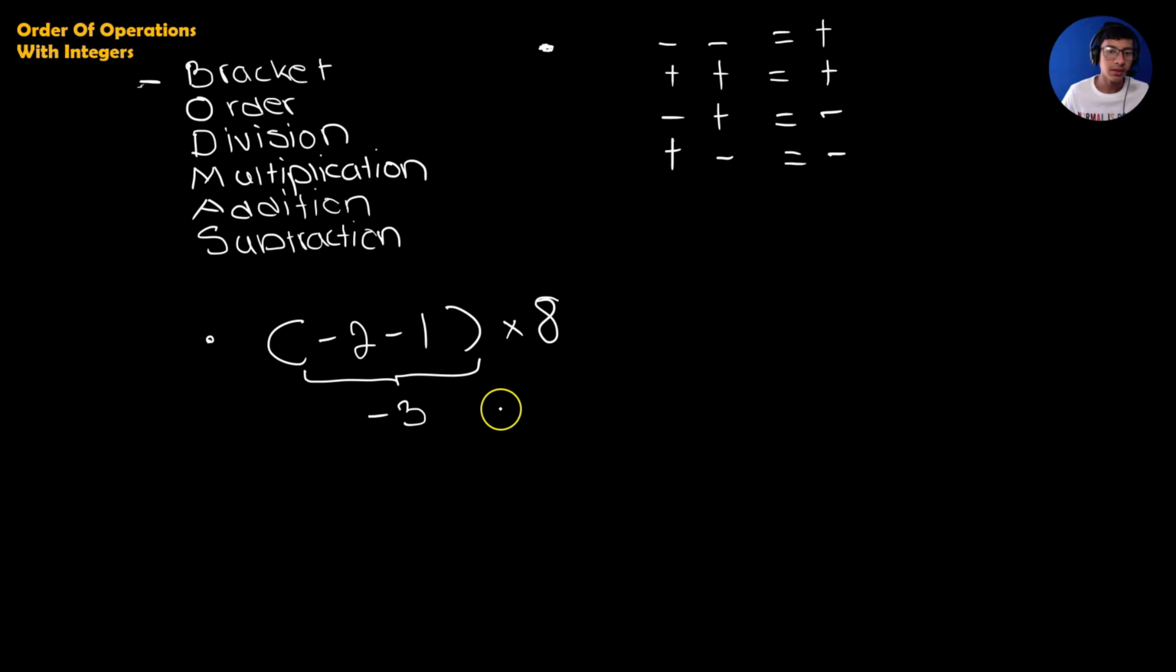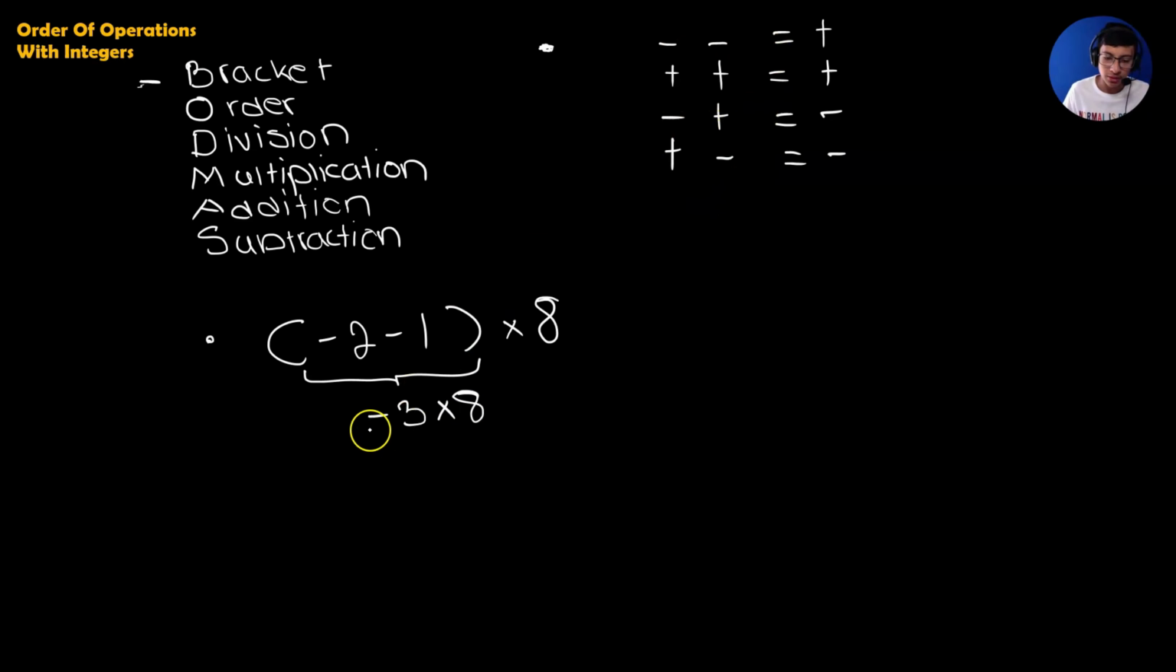Then we see there's no order and no division, but there is multiplication, so we multiply. -3 times 8. There's no sign here, so it's a positive 8. We check our list: a negative, which is -3, and a positive 8 equals a negative. 8 times 3 equals 24, and so our answer here is -24.